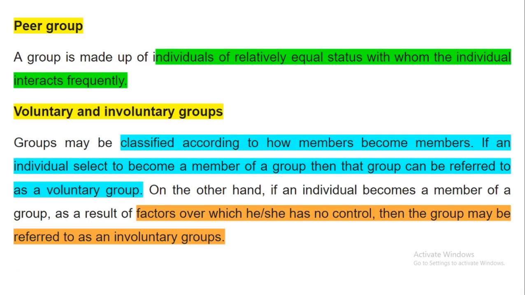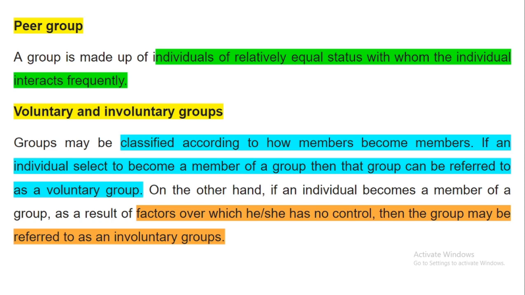Now next, that is peer group. A peer group is made up of individuals of relatively equal status. So here it is said that more or less the individuals of a peer group have equal status, with whom the individual interacts frequently, and with whom the individual mostly interacts. This means our school friends and colleagues, these are your peer group.